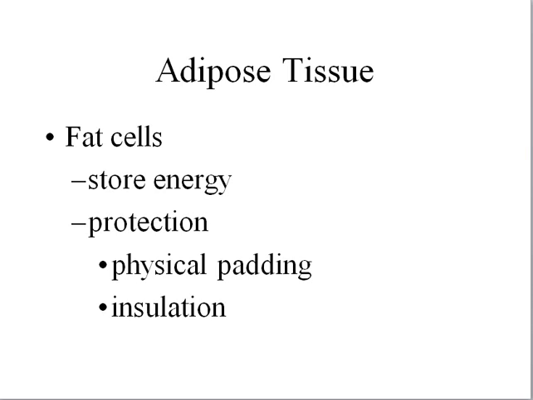Adipose also serves a role in protection. Many of the internal organs are surrounded by a layer of fat. Here, it functions kind of like bubble wrap, providing padding.